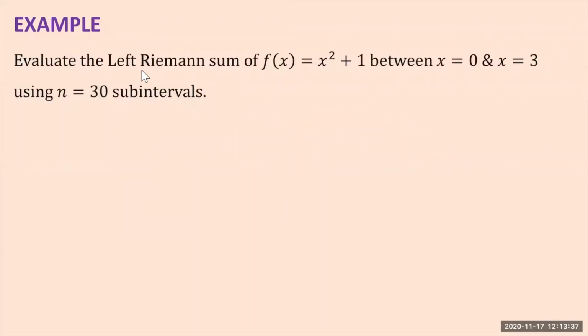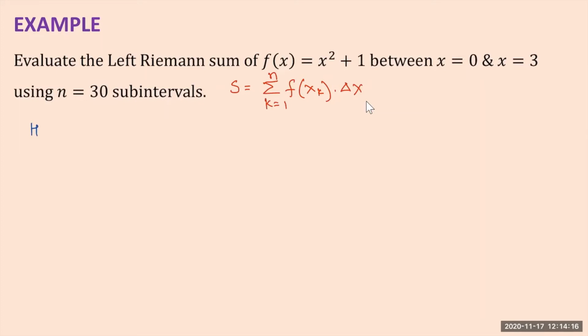Example, evaluate the left Riemann sum of f of x equal to x squared plus 1 between x equal to 0 and x equal to 3 using n equal to 30 subintervals. So in order to find the Riemann sum, we have the formula: sum is equal to summation k equal to 1 through n of f of xk times delta x. That's our formula. So what we need to do first is find everything required in this formula. So we are going to begin with delta x.